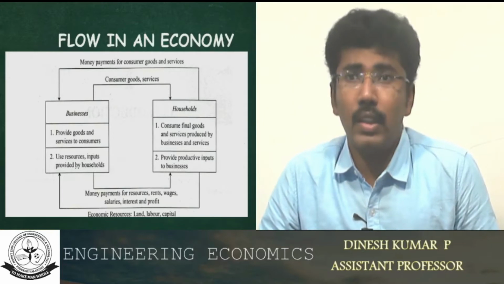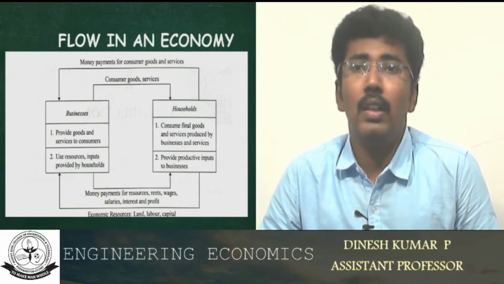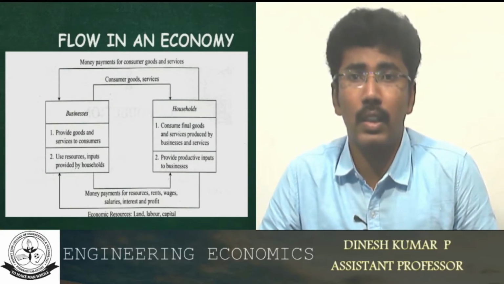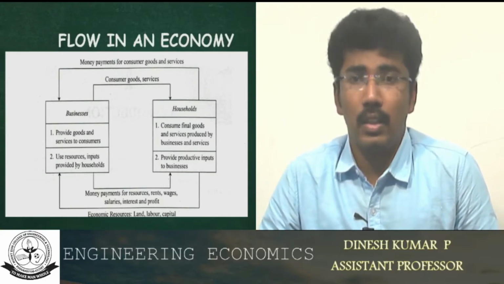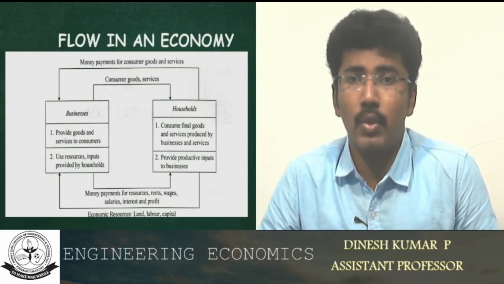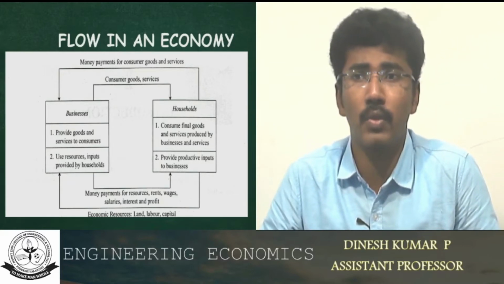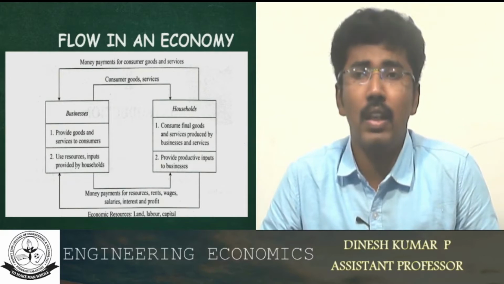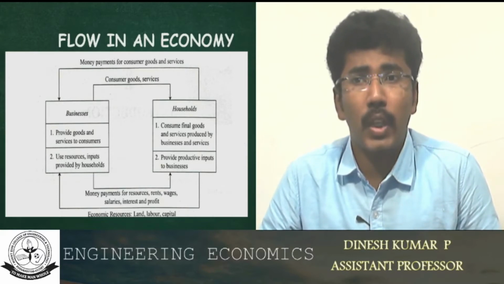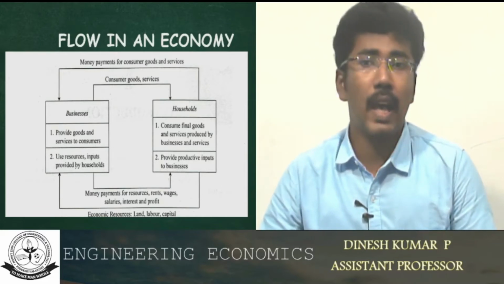The flow chart shows the two entities, the business and households. The business has to provide the goods and services to the consumers. Business also uses the resource inputs provided by the households. The householder consumes the final goods and services produced by the business, and also provides the productive inputs to the business. That is, economic resources: land, labor, capital.